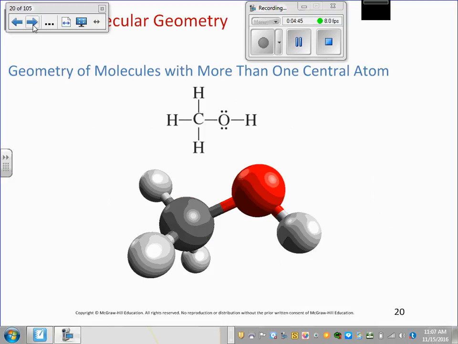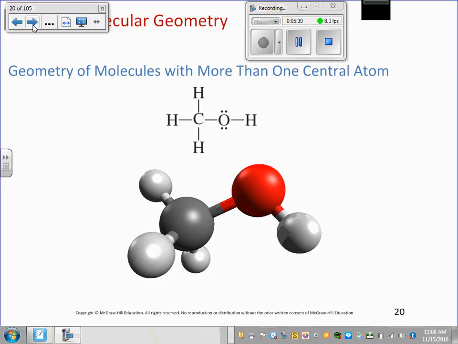So how do you do geometry of molecules with more than one central atom? Well, here let's look at the carbon atom first. How many electron domains are on the carbon atom? 4. Are they all attached to atoms? Yes. 4 is what shape? Tetrahedral. Okay? So we know the geometry around the carbon is tetrahedral. Now we look at the oxygen. How many things are around the oxygen? 4, so it's tetrahedral electron domain, but we only have it attached to 2 atoms, so the molecular geometry around the oxygen is bent.